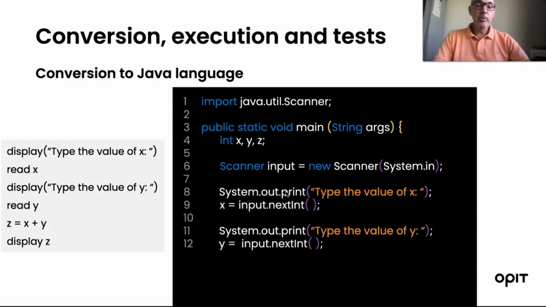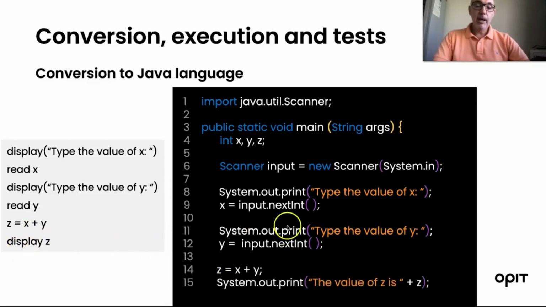I do the same with the variable y, and then I compute the sum, and then I display again. Can you guess what display z will be replaced with in Java? Yes, the same one as the one I have here, System.out.print, the value of z is z. And then I am done with my program. So there are some common statements between Java and C, but not all of them.